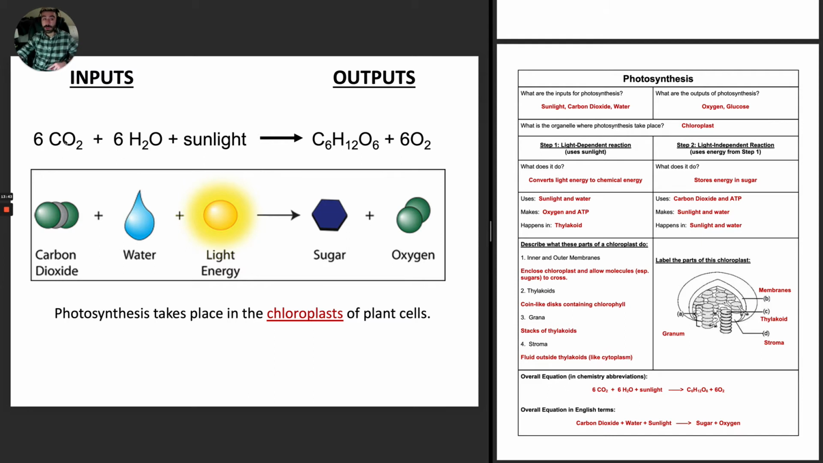6 CO2, which is carbon dioxide, plus 6 H2O. So these numbers represent how many of these molecules. So 6 carbon dioxide molecules plus 6 water molecules plus sunlight produce 1 glucose molecule and 6 oxygen molecules. And this whole process is taking place in an organelle in plant cells that we call the chloroplast.